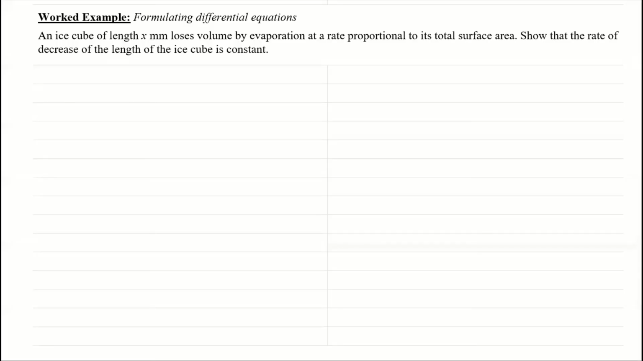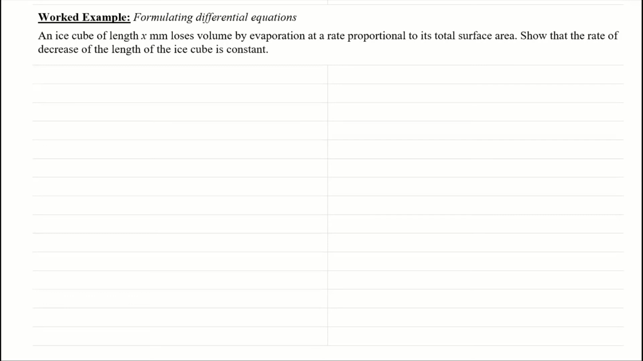All right, so in our final worked example, we're given very, very little information in terms of what the shape's actually doing. We haven't got any diagrams as such, but we're told it's an ice cube. Okay, we've got an ice cube of length x that loses its volume by evaporation at a rate proportional to its total surface area. And we have to show that the rate of decrease of the length of the ice cube is constant.